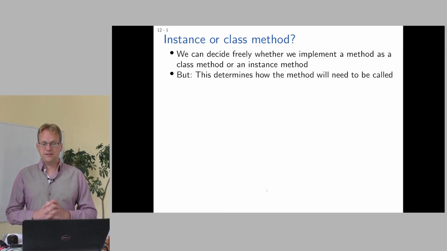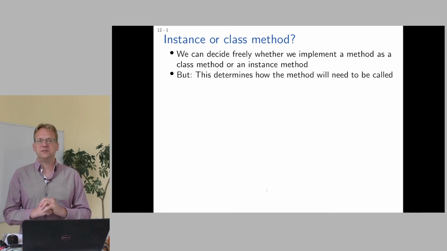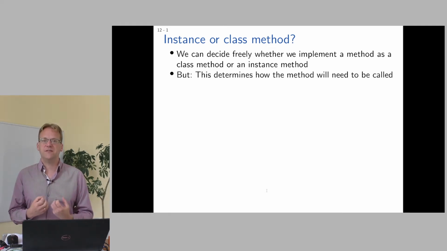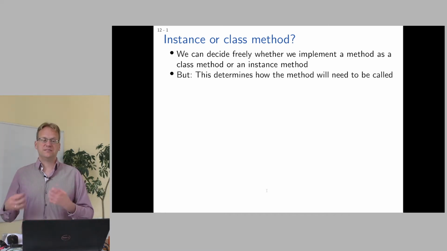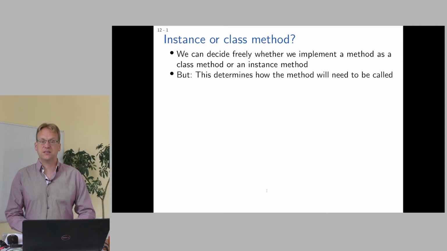Okay, so that was about how to use such methods: instance methods, class methods, constructors. But next I'm going to discuss how to program, how to implement such methods. And when implementing a method, we first of all need to design this method. We need to decide, should we implement this method as an instance method or as a class method? Well, constructors of course also exist, but there this choice is quite clear.